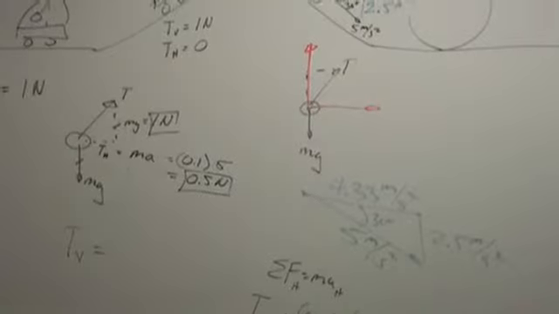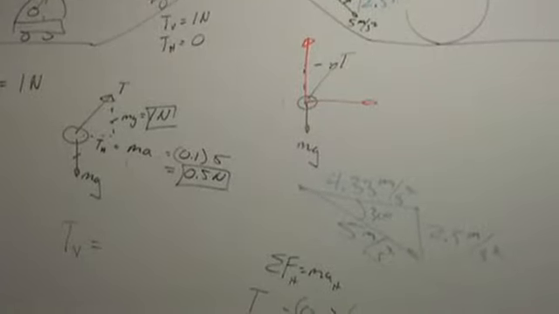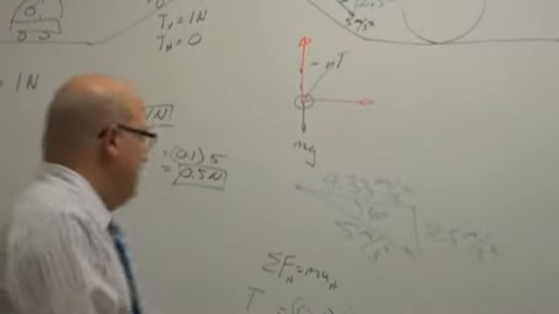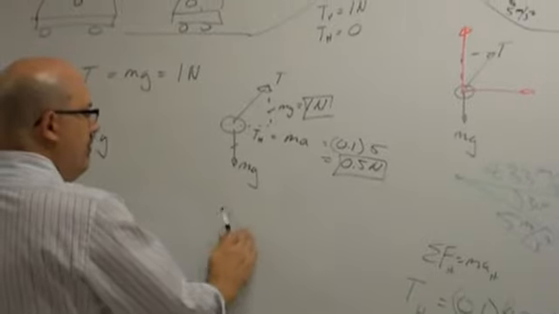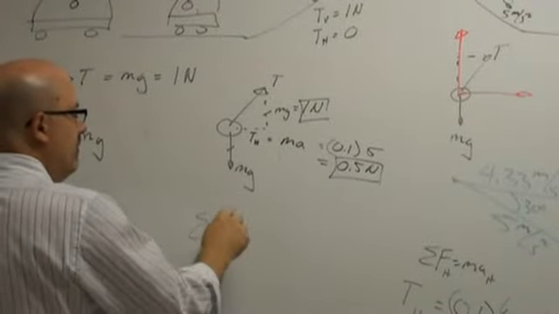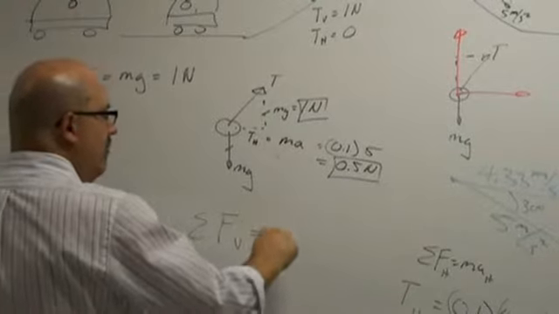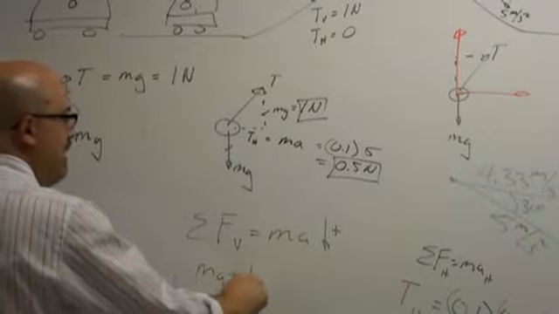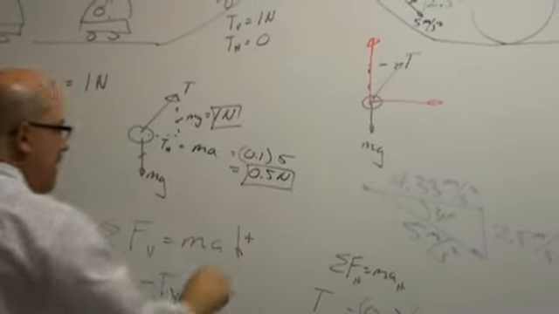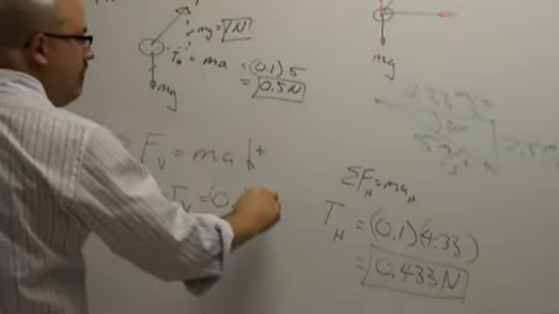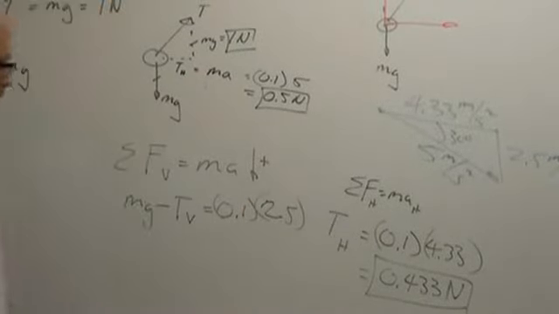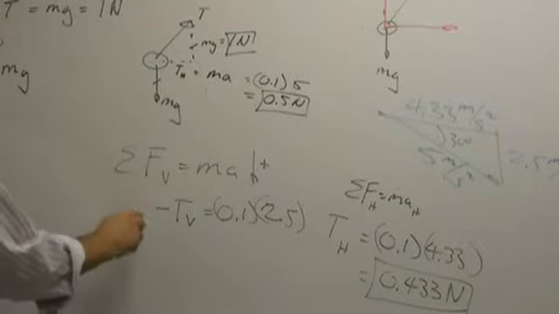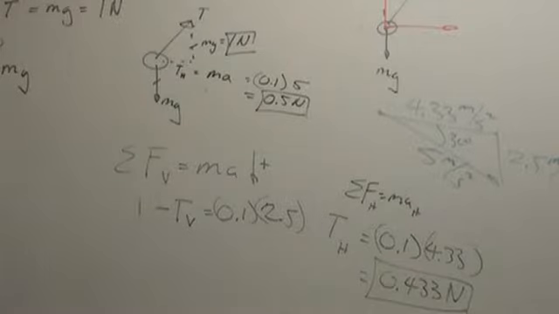Now let's use our wits about us. Which way do you want to call positive, up or down? Down. I want to call down positive because I want to make that positive, just to make it easier on myself. So the sum of the forces in the vertical direction equals MA. And I'm going to call down positive. So I've got an mg down minus my T vertical, this part right here, equals 0.1 times 2.5. And we know mg. mg is approximately 1, right? So we can solve for the vertical.